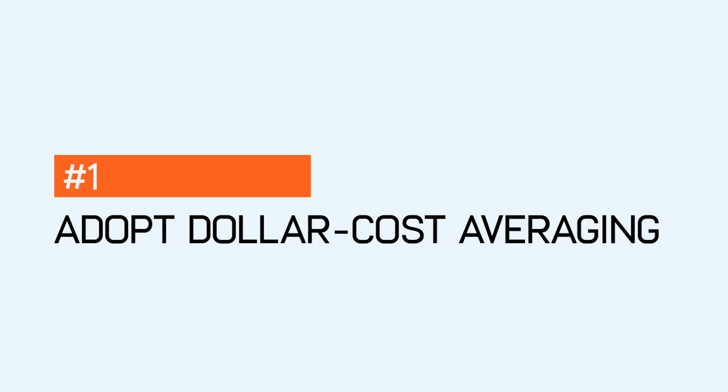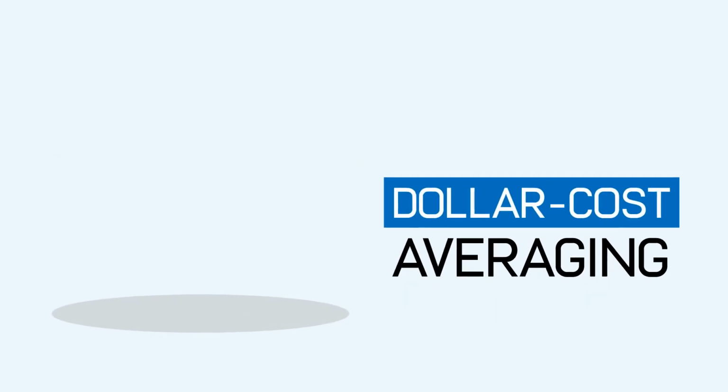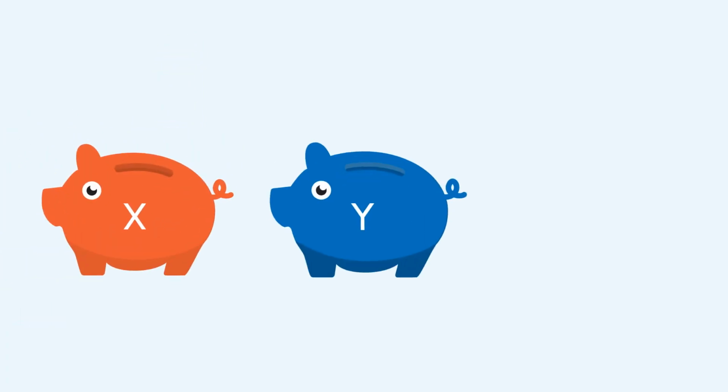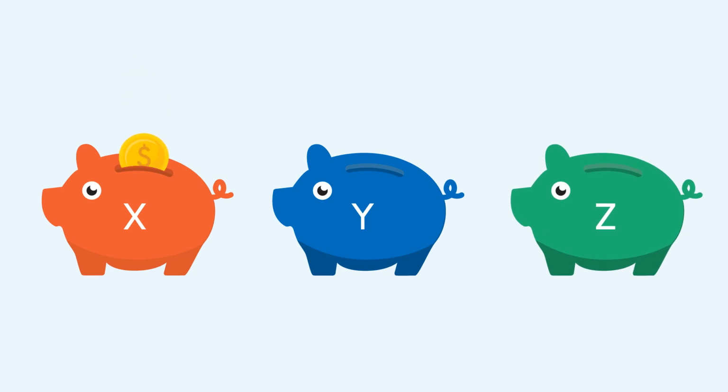Investing in stocks. 1. Adopt dollar cost averaging. The term dollar cost averaging refers to the practice of investing a consistent dollar amount in the same investment over a period of time. For instance, you might be interested in buying XYZ stock but don't want to take the risk of putting in all your money all at once.